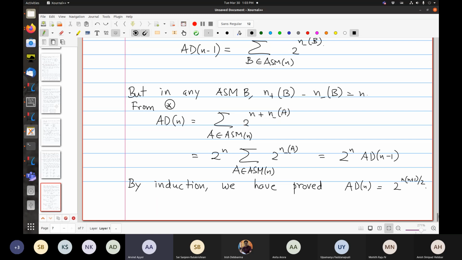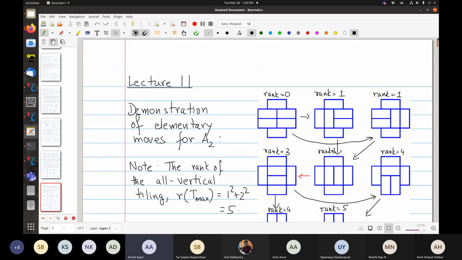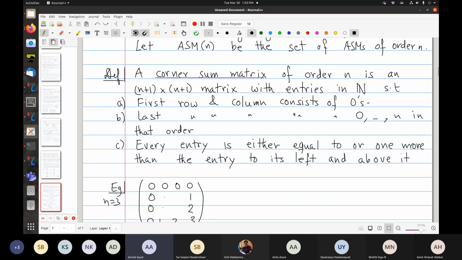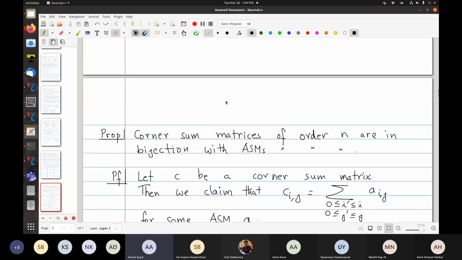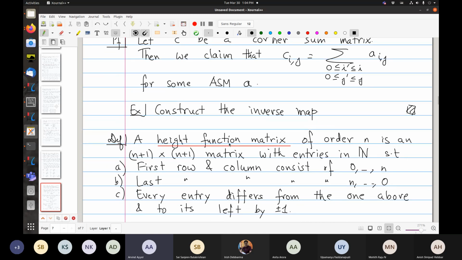So we have seen 2 different objects which are in natural bijection with ASMs. One is these corner sum matrices, and then these height function matrices. And there are many other objects which naturally link up to ASMs. Remember, I had shown you these 6 vertex model configurations. They are also there. Then there are so-called osculating paths. There are many other things. In the next lecture, I'll mention one more class of objects.